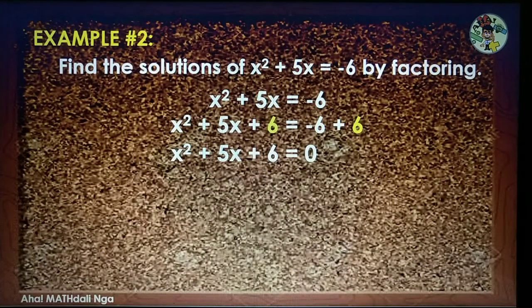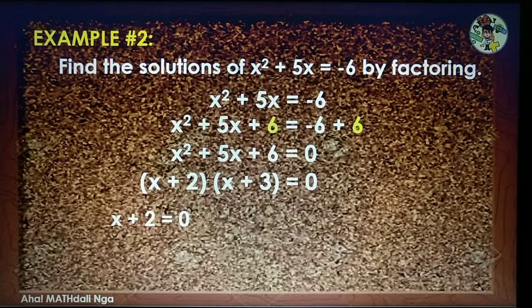Next step is we need to factor the quadratic expression x squared plus 5x plus 6. We will follow the steps in factoring a general trinomial. The factors are x plus 2 and x plus 3, which is equal to 0. Next step is we need to equate each factor to 0. To do that, we have x plus 2 is equal to 0.